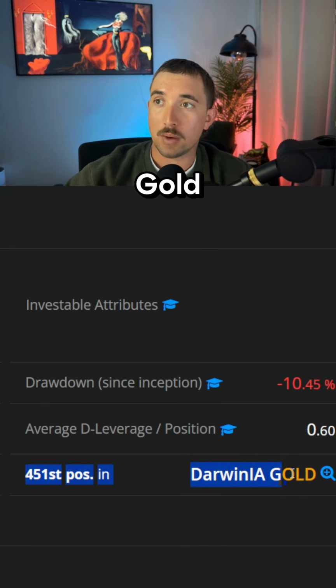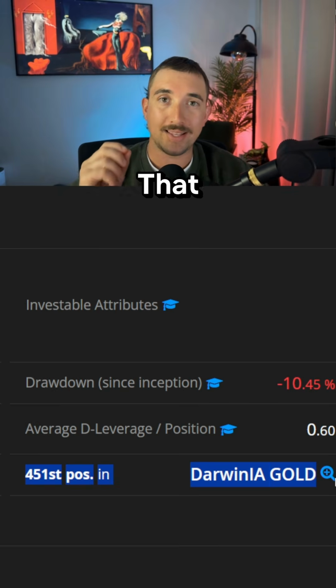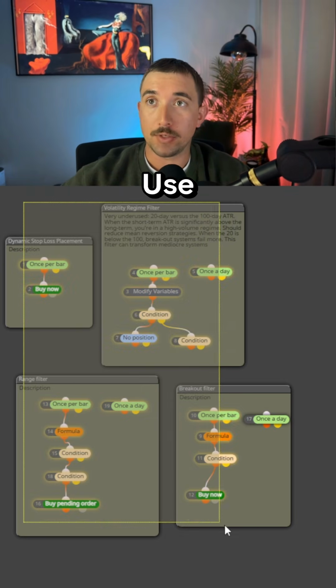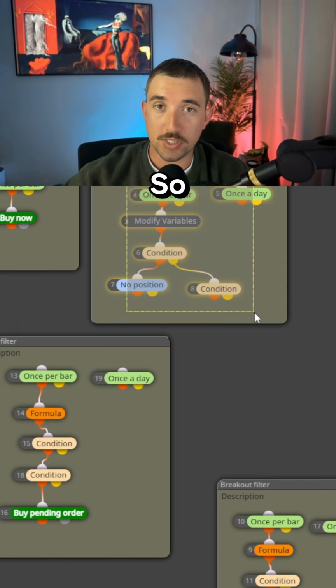I'm also ranked in Darwin's Gold ratings, their highest rating that you can possibly get ranked in. These are my 4 favorite use cases for the ATR. Now, this last one's a doozy, so make sure you're paying attention.